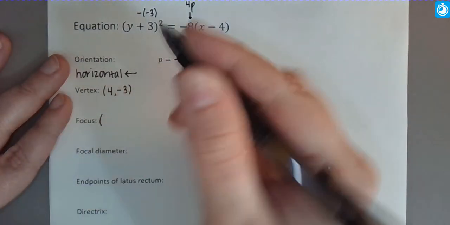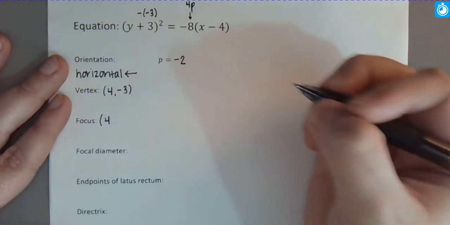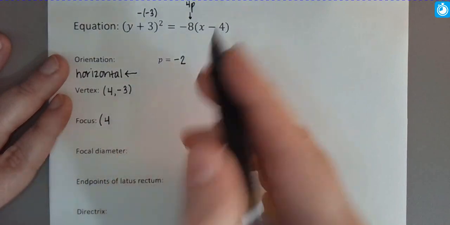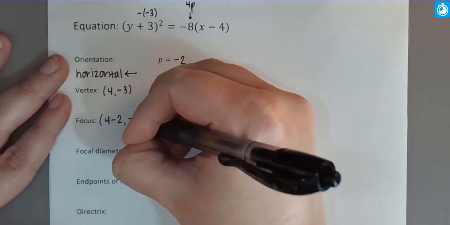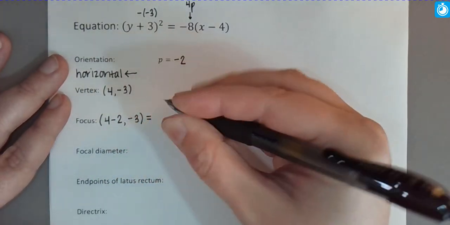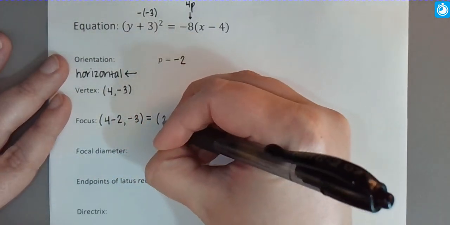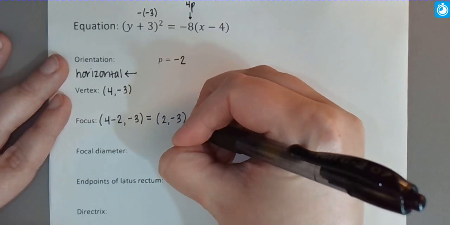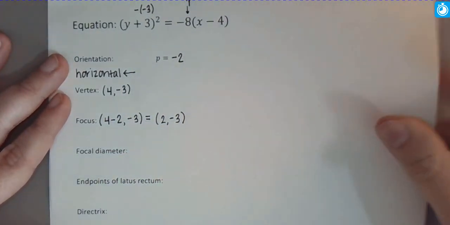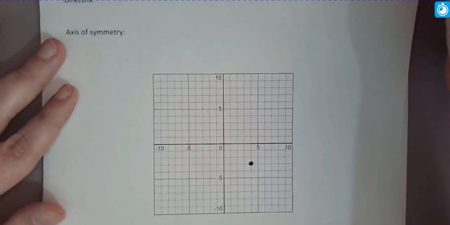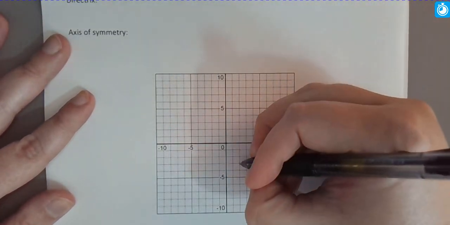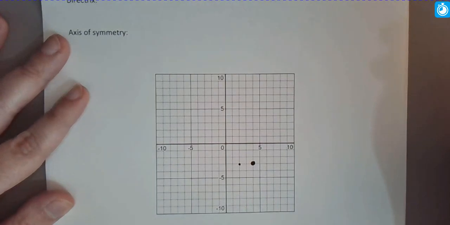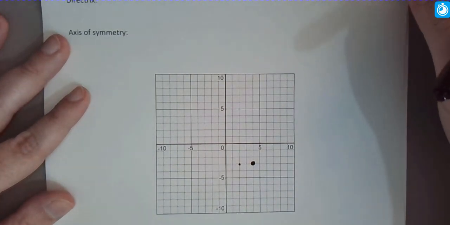So starting at an x-coordinate of 4, we're then going to adjust by p, which is negative 2. And then we're not moving vertically, so we're going to keep the y-coordinate constant. And when we simplify that, that's going to be 2, negative 3. So our focus is going to be 2, negative 3. Now when I graph this, 2, negative 3, I'm going to graph it small because it's a point of reference. It's not actually on the graph.